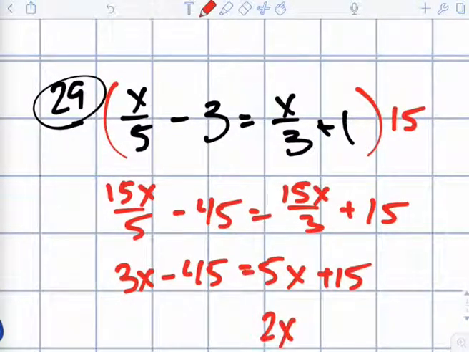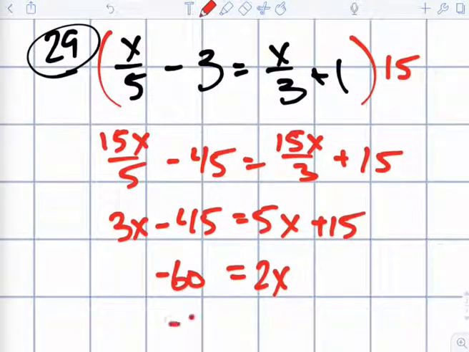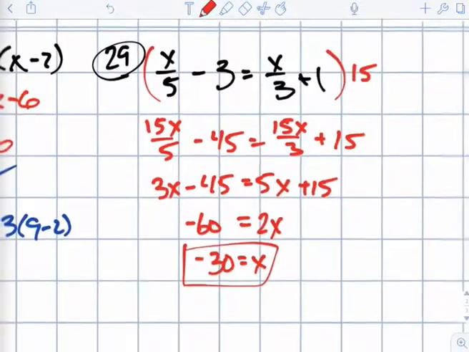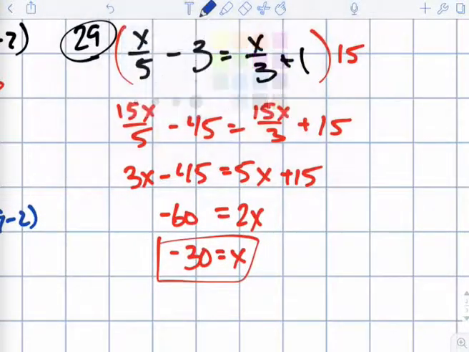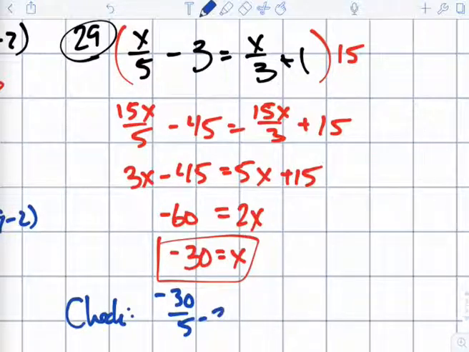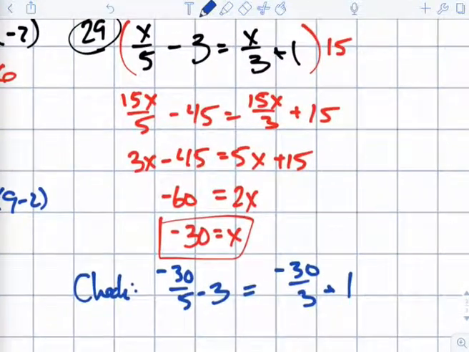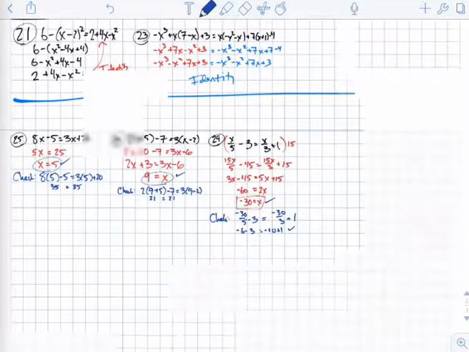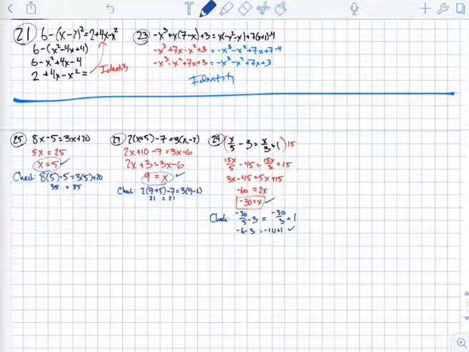Subtract the 3x, you get 2x. Subtract the 15, you get negative 60. And negative 60 divided by 2 is negative 30 is equal to x. All right, and so let's go back and check that. Checking that is negative 30 over 5 minus 3 is equal to negative 30 over 3 plus 1. And so what do we get? We get negative 6 minus 3 is equal to negative 10 plus 1, and that works out. Okay. All right, that's 25, 27, and 29.